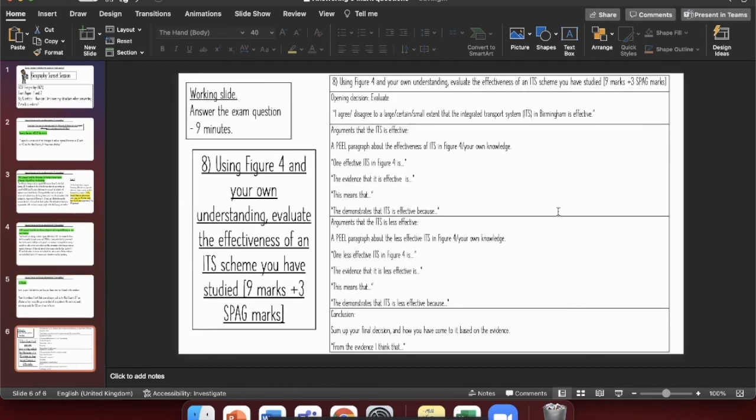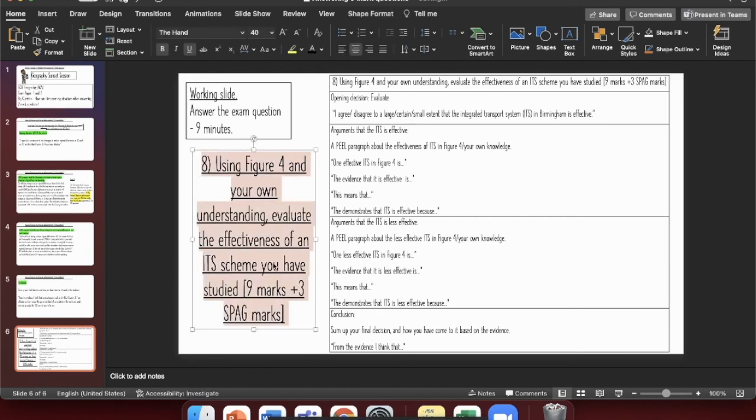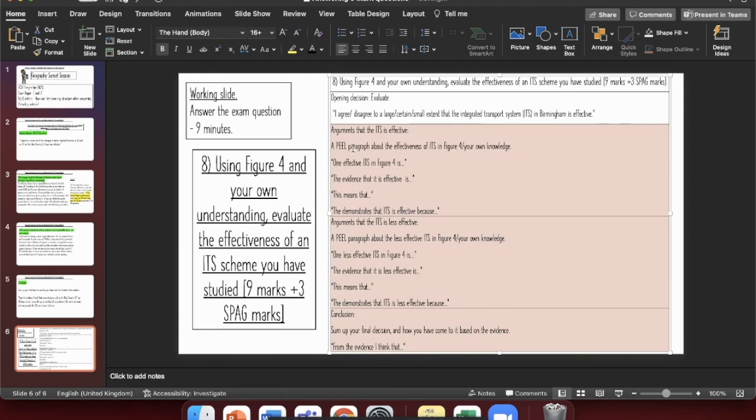So the question I want you to have a go at is using figure 4 and your own understanding, evaluate the effectiveness of an ITF scheme you have studied. There's a structure strip that I'm going to upload. You've got the sentence starters or a copy of the structure strip here. So have a go at answering a very similar question, but this one is about integrated transport in Birmingham. So you're thinking about the Midlands Metro and HS2.